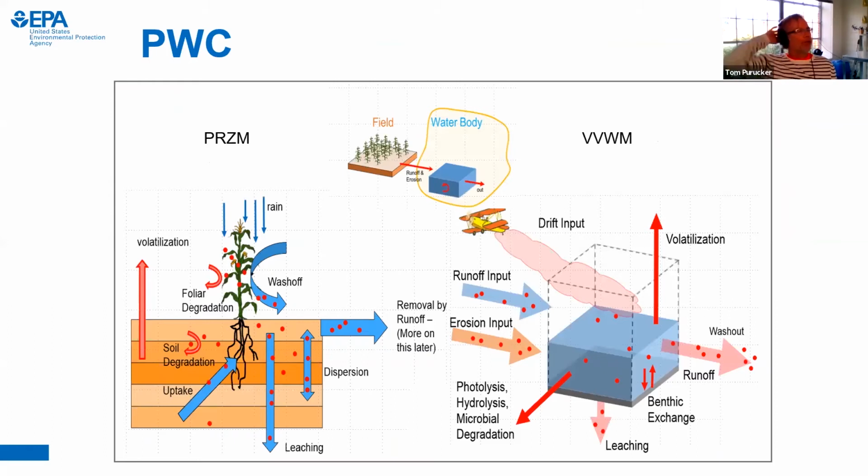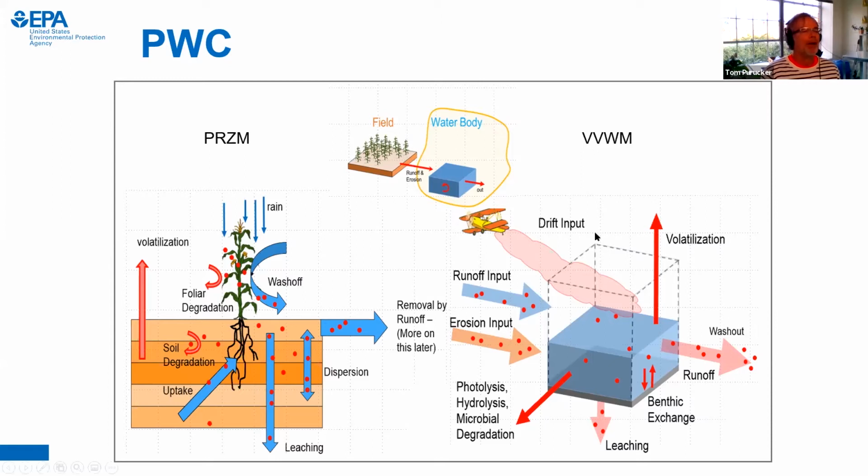The model that we're using is PWC, which is the pesticide water calculator. This was originally developed in the Office of Research and Development where I work, going back a couple decades. I think the early origins of these models were in the late 1980s as Fortran codes that handled the different aspects of fate and transport.